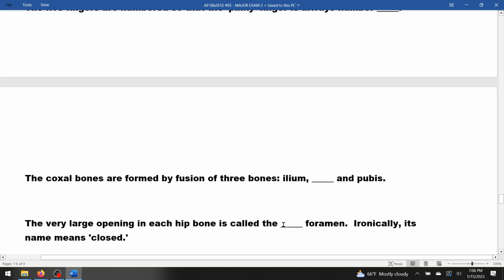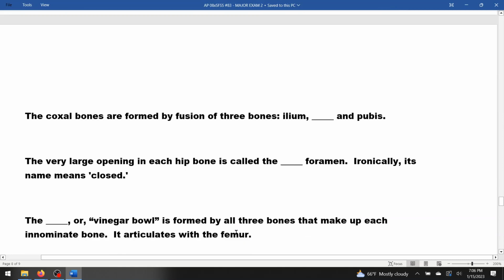The blank, or vinegar bowl, is formed by all 3 bones that make up each innominate bone. Again, a hip bone question. This vinegar bowl articulates with the femurs. So that would be the acetabulum.